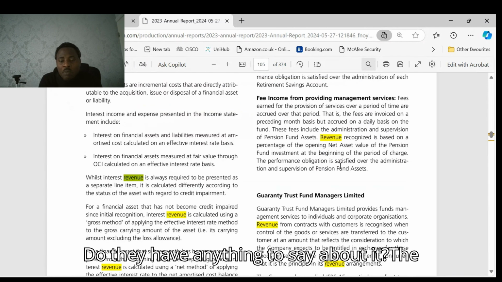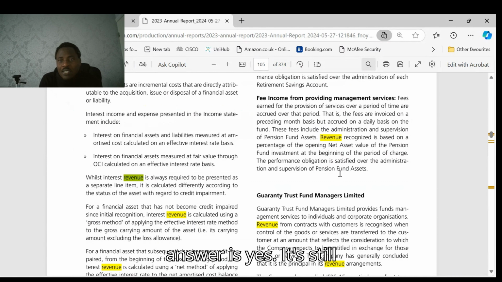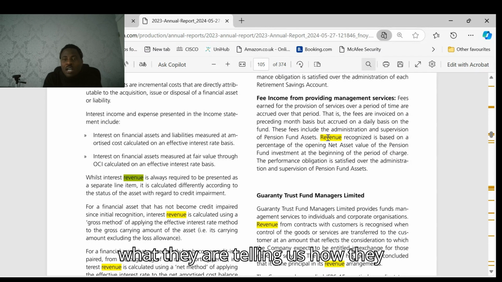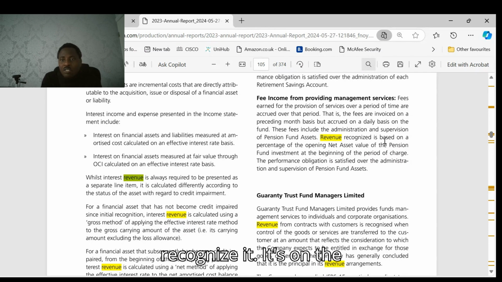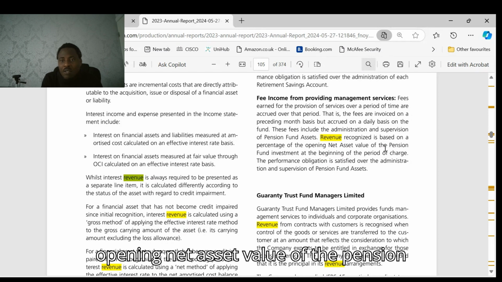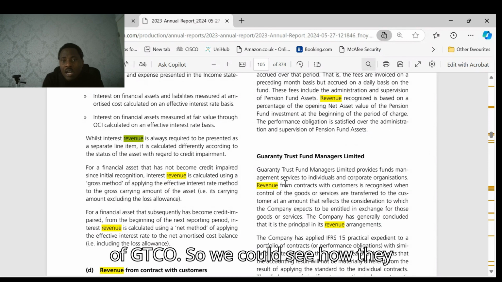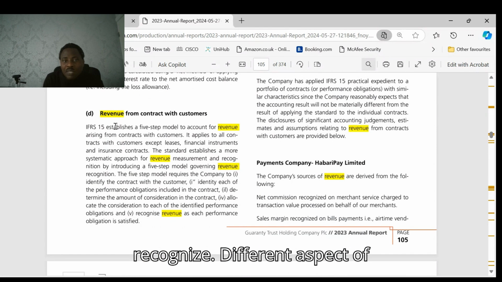Do they have anything to say about it? The answer is yes. Fee income from providing management services. So management service income is what they are telling us how they recognize. It's on the basis of a percentage of opening net asset value of the pension fund, which is one of the subsidiaries of GTCO. So we could see how they recognize different aspects of revenue.